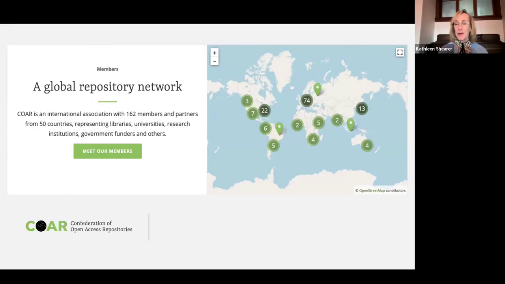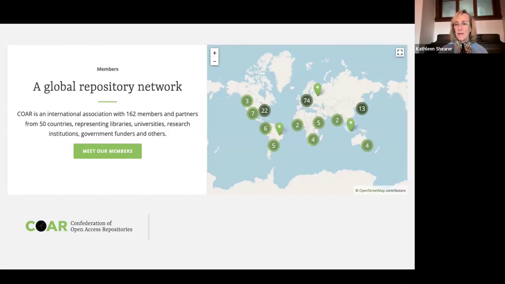So maybe a little bit about COAR. We are an international association, as Ebuka mentioned, and our office is based in Europe, and COAR evolved out of a European project to connect repositories in Europe.